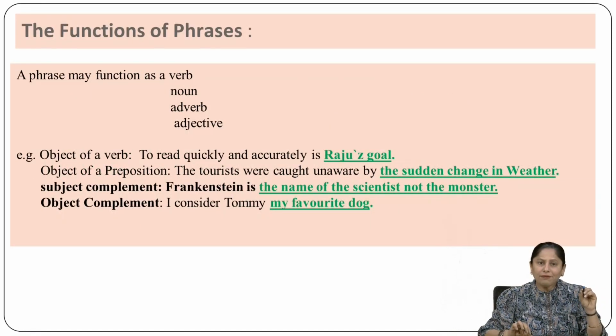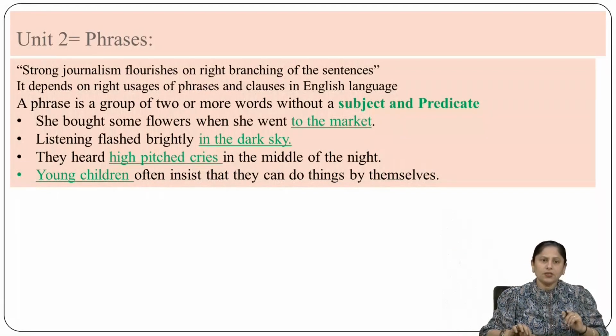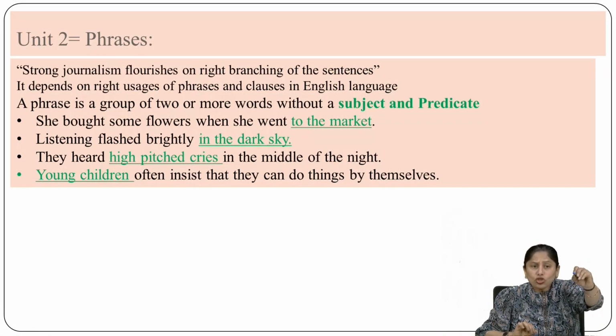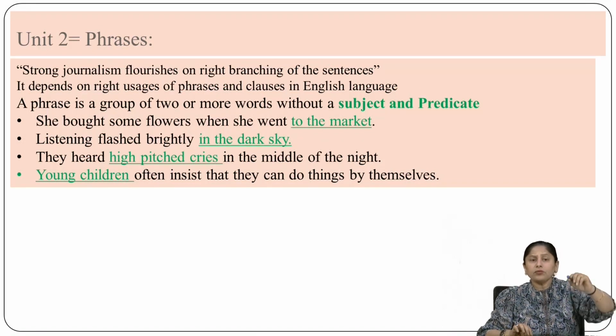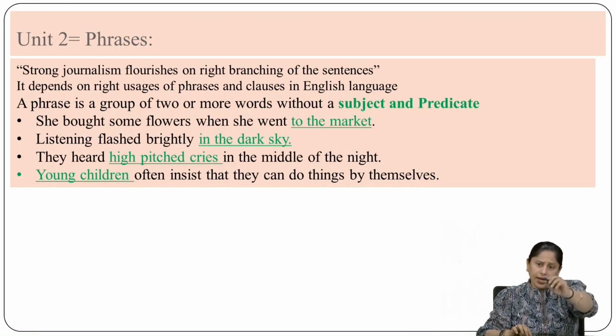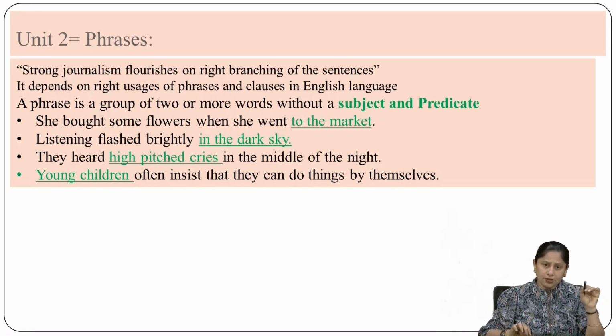Look, a phrase may function as a verb, noun, adverb and adjective. Now you try to understand. The phrase is written in almost all the four sentences. She bought some flowers when she went to the market. A phrase may come as a verb sometimes or as noun or adjective. In the beginning part, high-pitched careers, here it comes as noun, object also, and young children it may come over here as subject, as noun. In the dark sky, in the end of the sentence. So where the phrase comes becomes very much important.